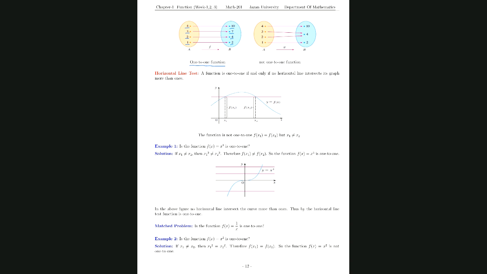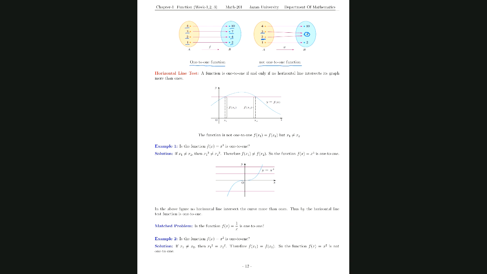But here look, in this case 3 and 5 are different inputs but the output here is the same. See, 3 and 5 are different inputs, right, but the output is the same. So this is not a one-to-one function. Different inputs must give different outputs. Understand that? Different inputs, different outputs, right? Okay, so that is called one-to-one function.